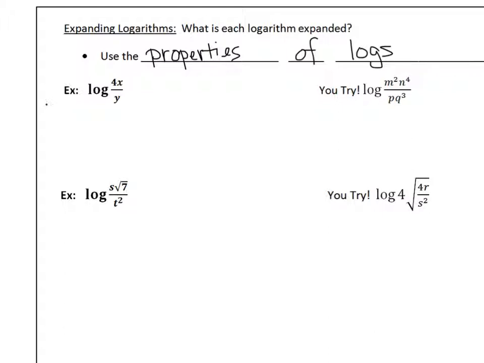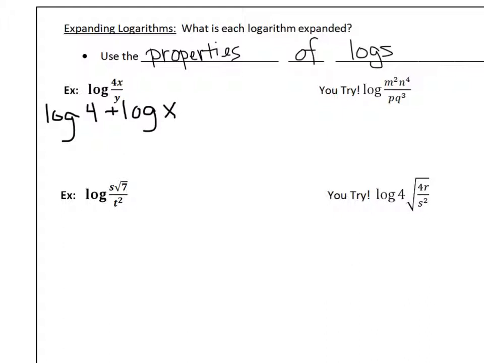So I know I'm going to have log, and they all have the same base. Since there's no base listed, that means base of 10, so I'm just going to leave it. So I have log 4. Well, log 4 is being multiplied by x. So in log world, I can switch that multiplication to addition. So that becomes log x.